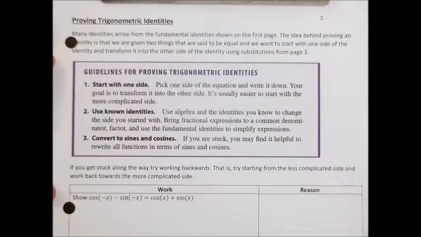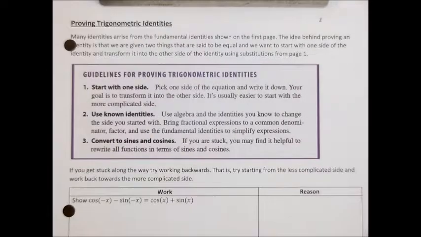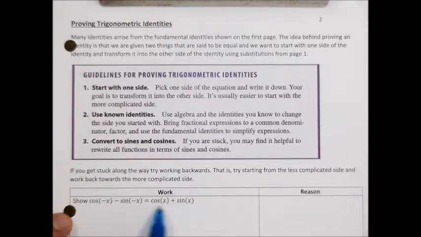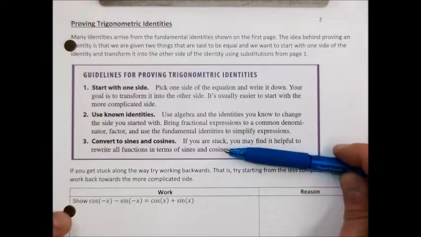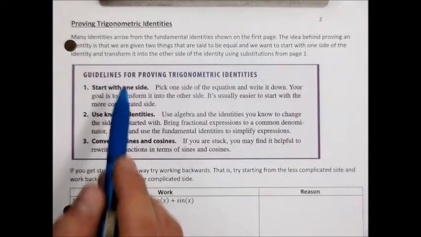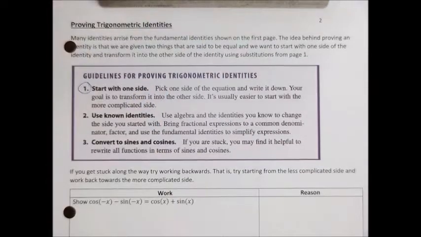This is stuff that's very helpful in calculus. And so the general idea is we're trying to prove some identities. So like on this first one, we're trying to prove that cosine of minus x minus sine of minus x equals cosine plus sine. And so how do we prove that that's true? Well, we follow these steps, which let us do that. And so we always start with one side. So step number one is start with one side.